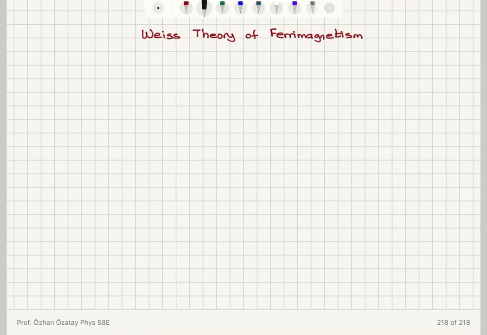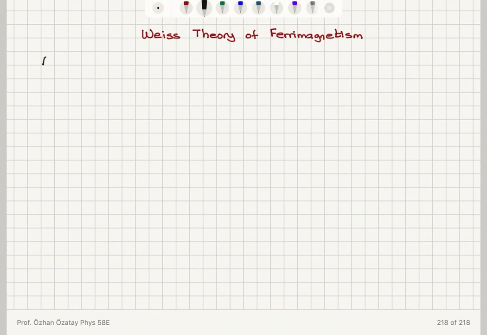Now we will take a look at the Weiss theory of ferrimagnetism. As we introduced in the previous video, the ferrimagnetic sublattices, A and B sublattices, have opposite magnetization, but they don't exactly cancel out. So in Weiss theory, we need to consider the interactions between AB, AA, and BB sublattices.